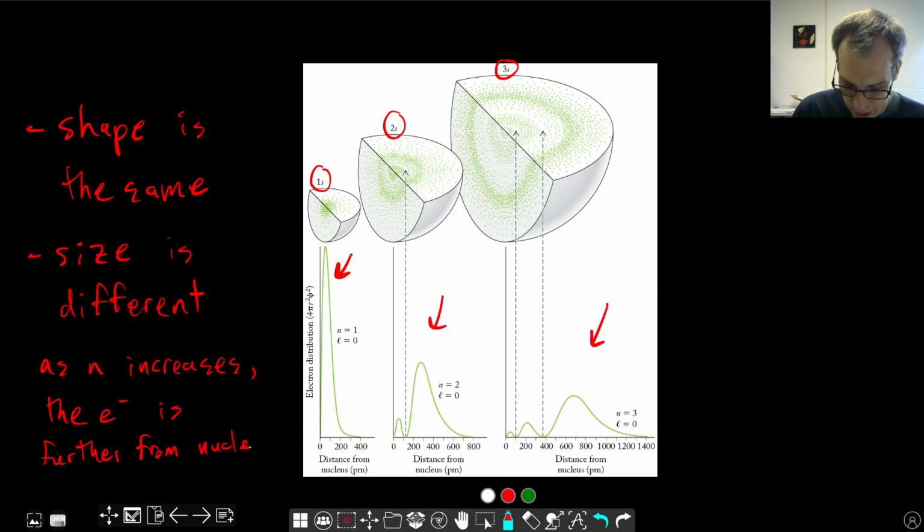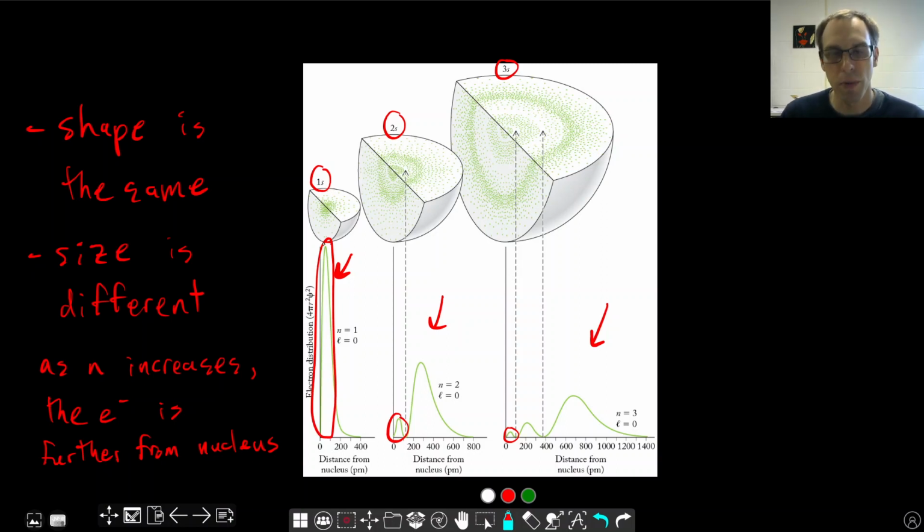And this is, of course, on average. So there's always some probability we can see even in these larger orbitals. Here with the 1s orbital, the electrons can be very close to the nucleus, but even for the 2s and 3s orbitals, there's still some probability of the electron being close to the nucleus. But the most probable distance where the electron is going to be the most often is a little bit further.